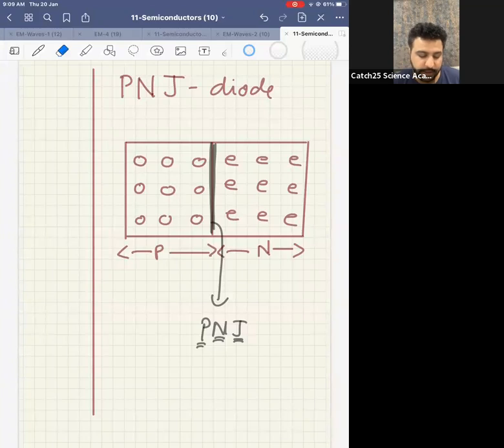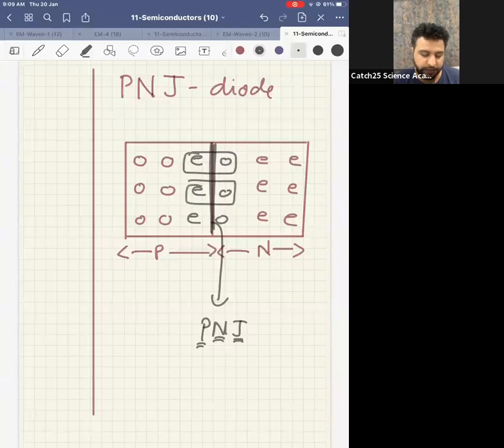Since this electron and this hole are very close to each other, they will start combining. Electrons from that side will come here, holes will go there, and they will combine. So this will be combined, this will be combined, and this will be combined. Now, when they combine, a little bit of current is generated.